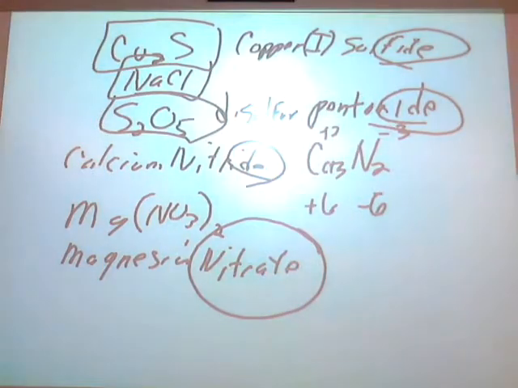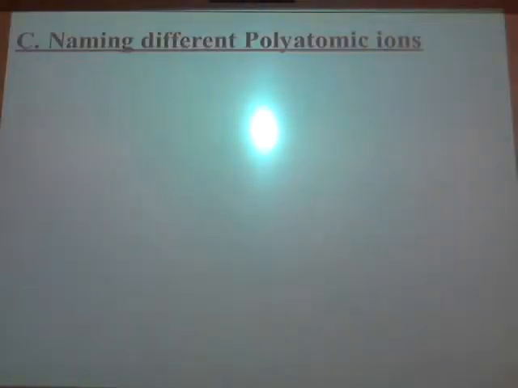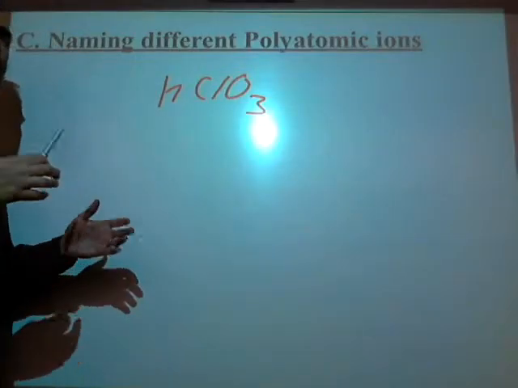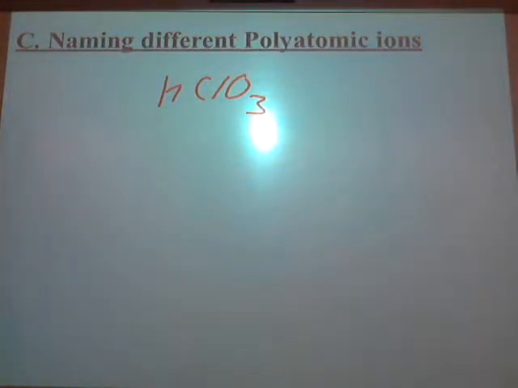Take a look at your sheet. What does chlorate say on the sheet? What is the formula for the chlorate ion? ClO3, y'all see it on there? So if I had KClO3, you all agree that would be potassium chlorate, right? Okay. Here's the problem.